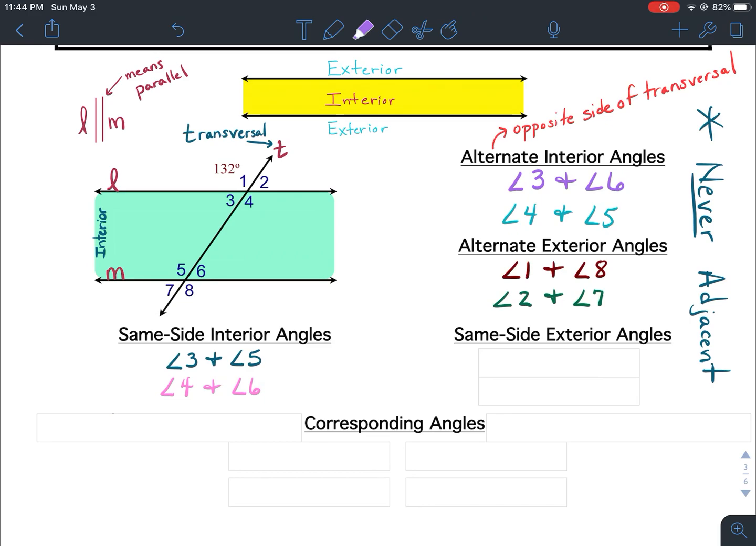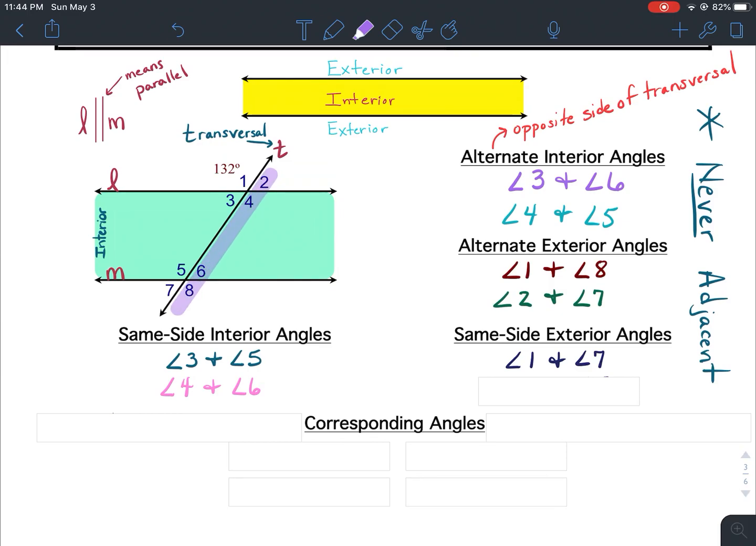Same side exterior angles. So now we're going to be on the same side, but they're going to be in the exterior. So if you look at these angles, they're all on the same side, but what are the two angles that are in the exterior? 1, 3, 5, and 7 are on the same side, but the only two angles that are in the exterior are 1 and 7. So one pair of same side exterior angles is 1 and 7.